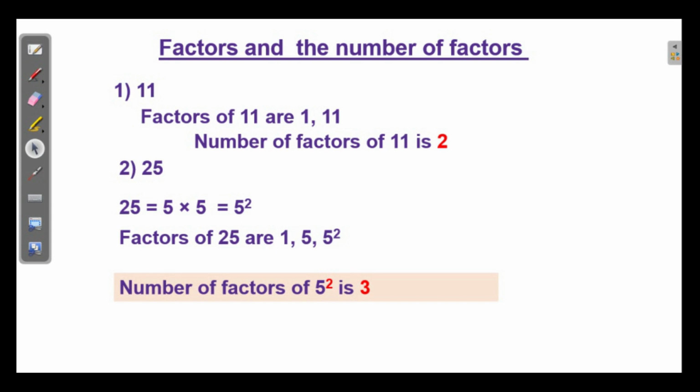The first one taken is 11. 11 is a prime number. Factors of 11 are 1 and 11. Only two factors. And the number of factors of 11 is 2. The next one is 25. 25 is also written as a product of prime numbers, 5 into 5 is 5 square. The factors of 25 are 1, 5 and 5 square. The number of factors of 5 square is 3. Here the exponent is 2 and the number of factors is 3.